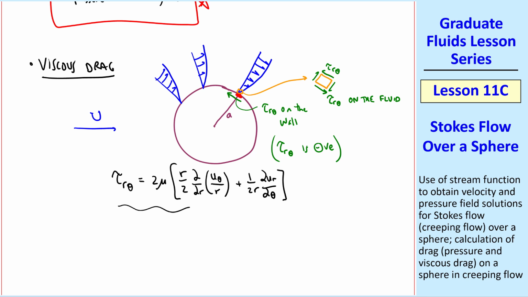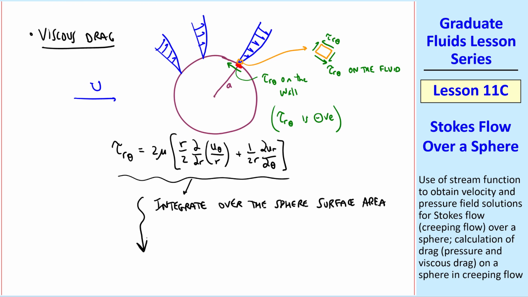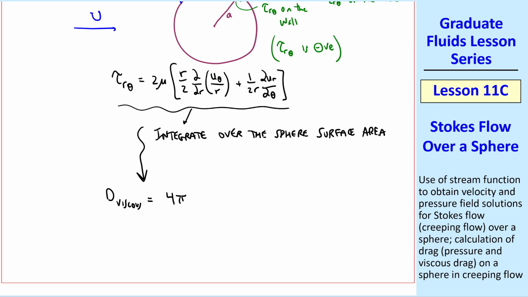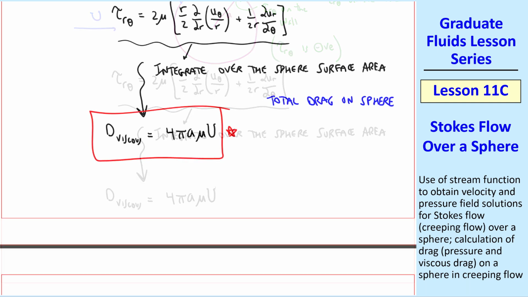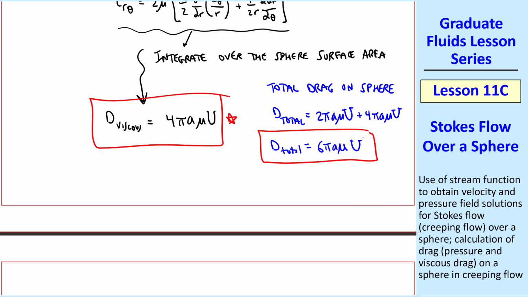r del theta. We take this shear stress and integrate over the sphere surface area, just as we did for pressure drag. I'm not going to go through all the algebra and integration this time. Students can try it on their own. The net result is d viscous equal 4 pi a mu u. The total drag on the sphere is thus the combination of pressure drag and viscous drag. We had 2 pi a mu u for the pressure drag, and now we have 4 pi a mu u for the viscous drag, giving our final answer as the total drag being 6 pi a mu u.